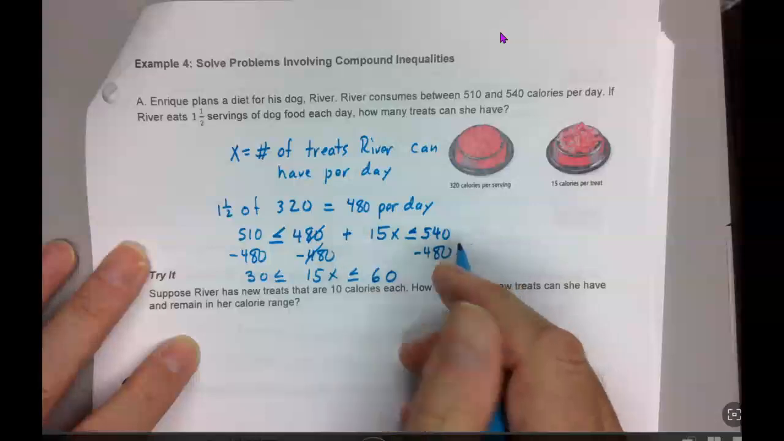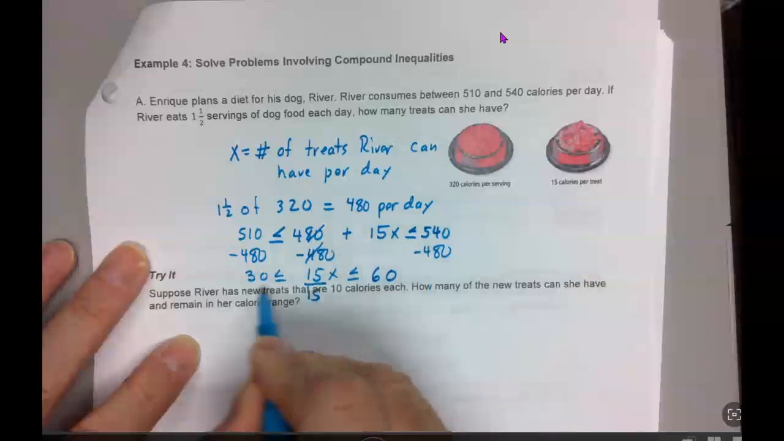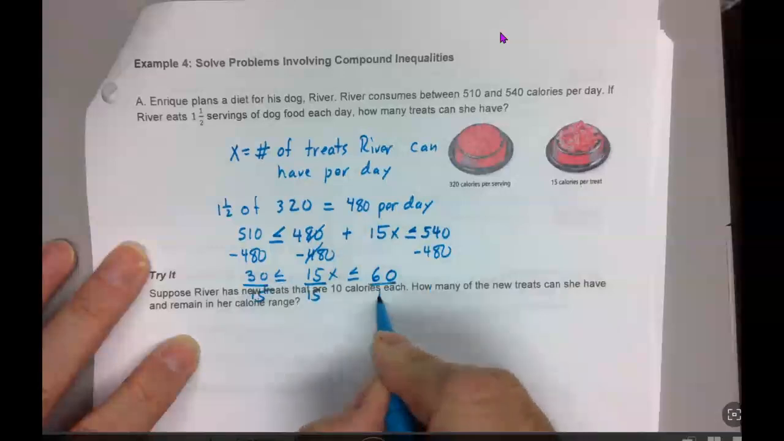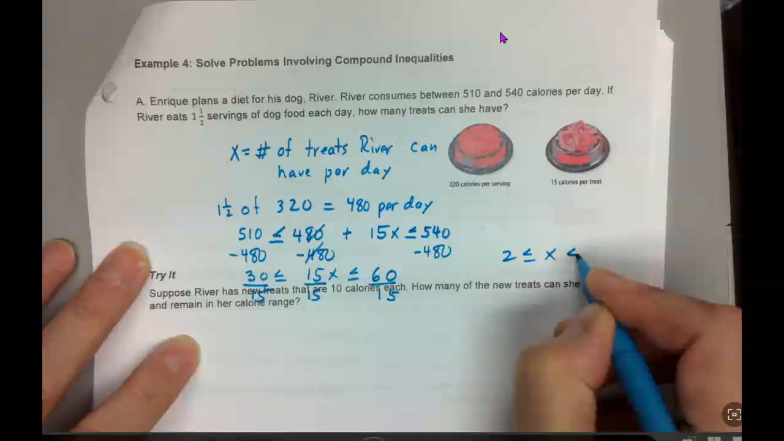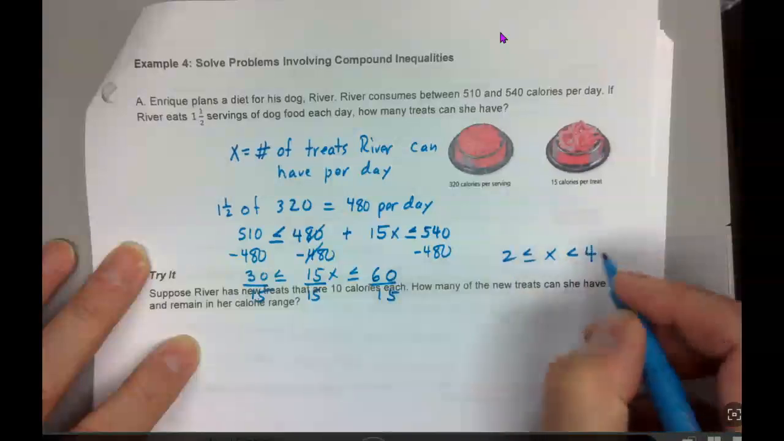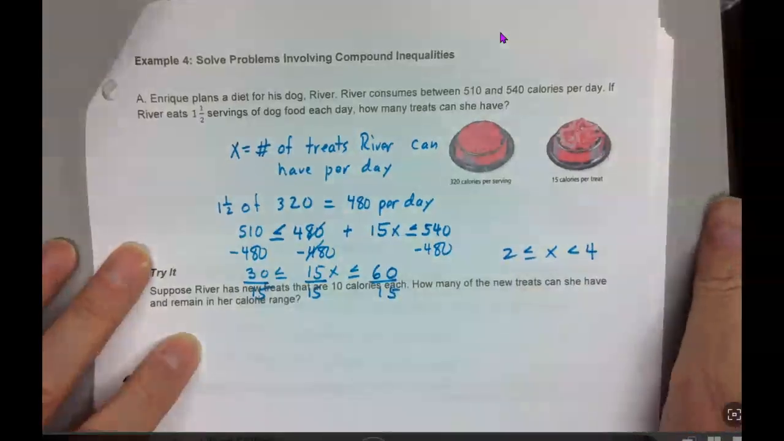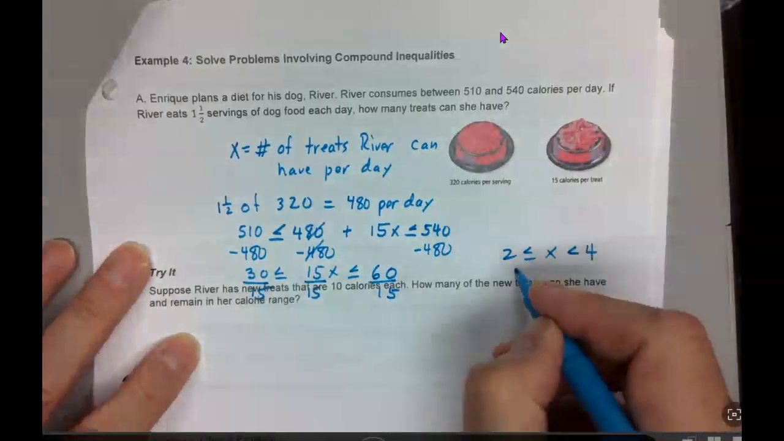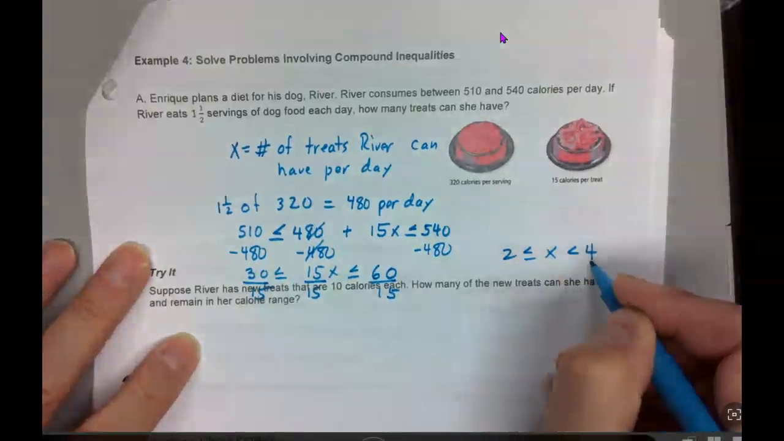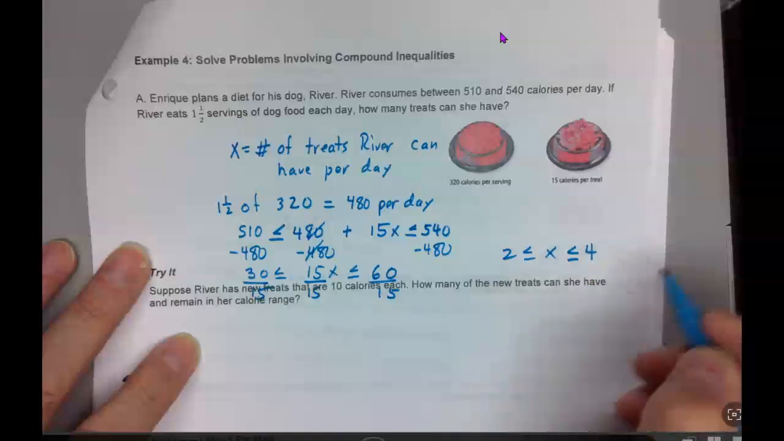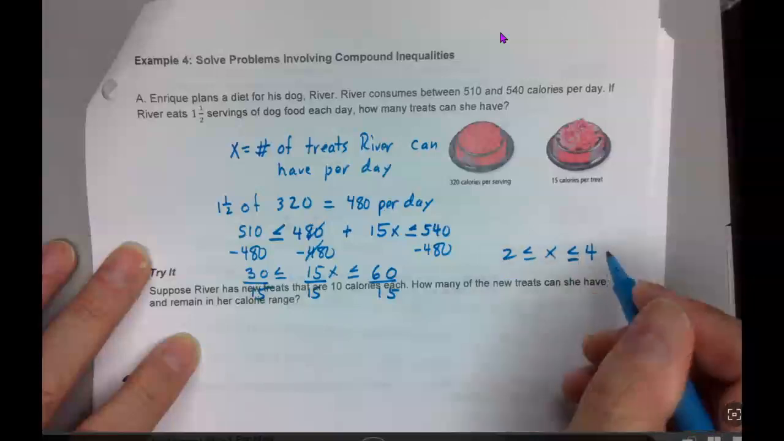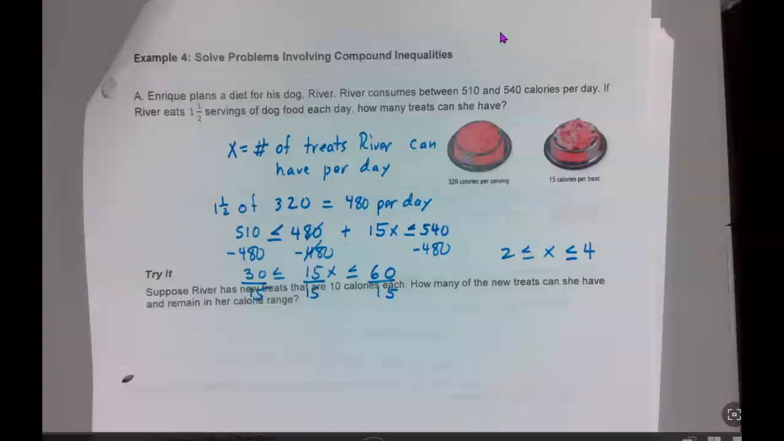And then I'm going to divide everything by 15. So 30 divided by 15 is 2, and 60 divided by 15 is 4. So River can eat at least 2 and at most 4 treats, correct? So she can eat 2 up to 4 treats per day. That's 1.6 notes. Don't worry about these other ones.